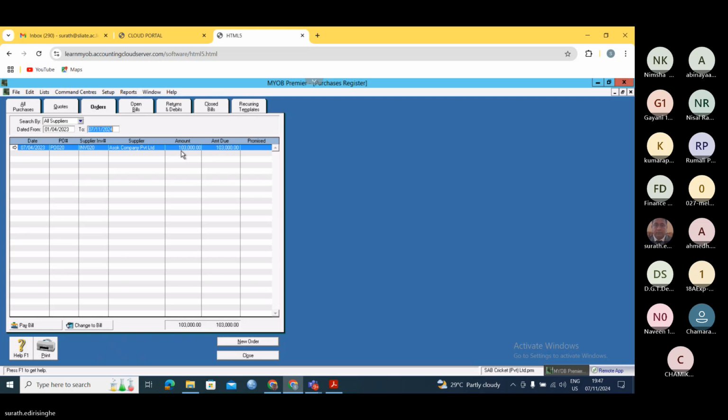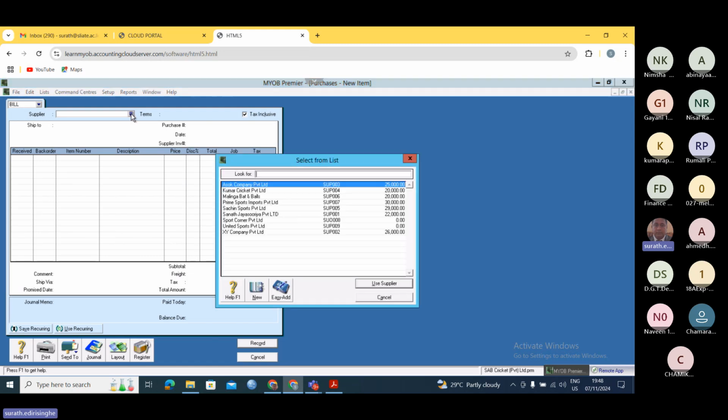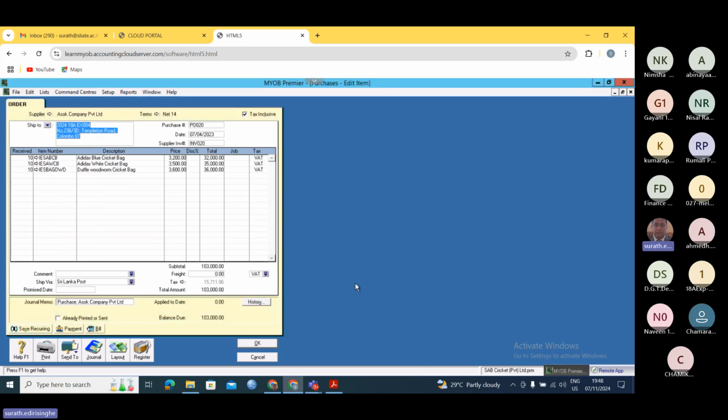Right. Is there any question? Then go to the GR in this item. Receive the inventory, bill option. Select the supplier, Ashok Company, a pending PO, pending purchase order. Select this purchase order. Activate the detail.